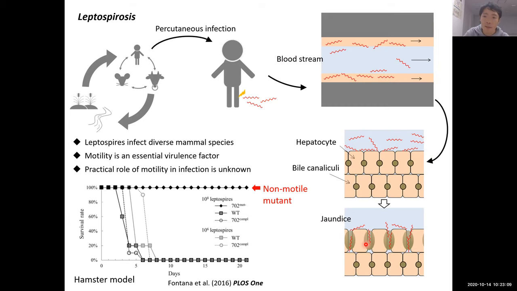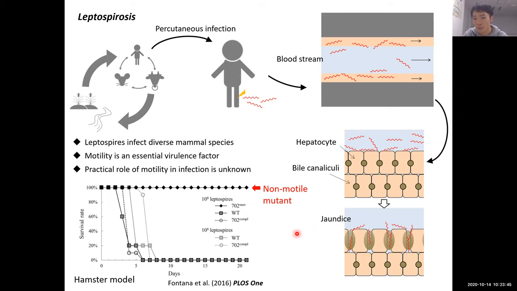So motility is an essential risk factor. This is a typical result, a recent result from another group. This is non-motile mutant data. This is wild type data. This is the survival rate of the hamster. And if the Leptospira lack motility, the survival rate is 100%. So it is severely, considerably aberrant, so attenuated. Therefore, motility is very, very important for Leptospira.